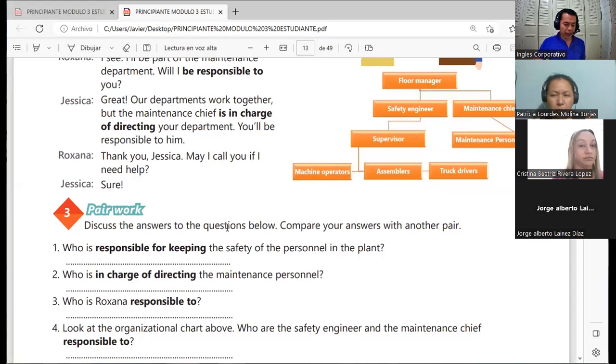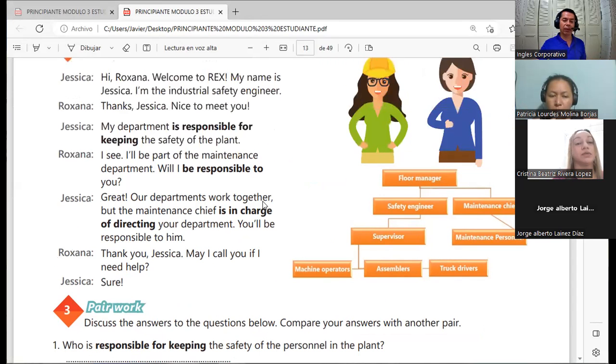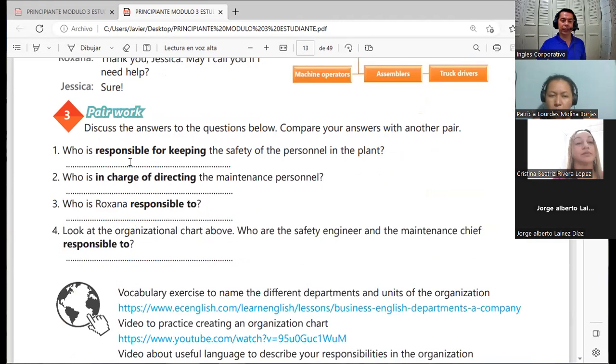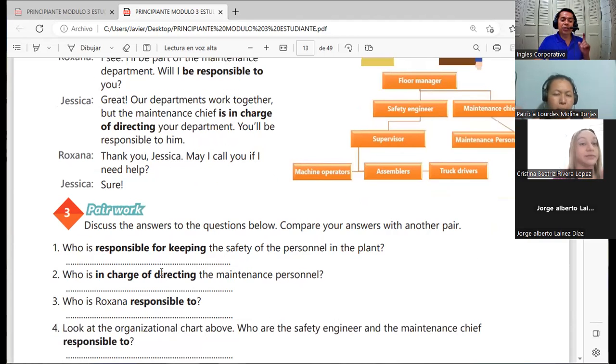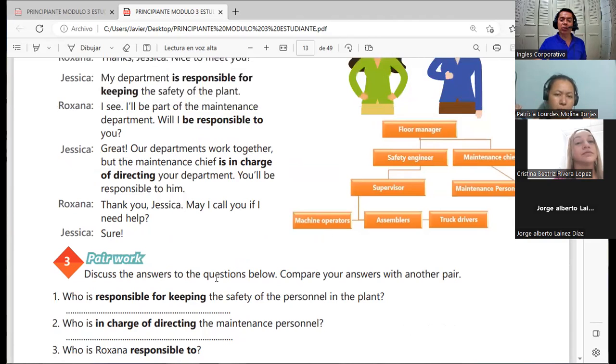Who is responsible for keeping the safety of the personnel in the plant? Remember? Who is responsible for keeping the safety of the personnel in the plant? Let's check it out. Jessica, right? Yes. We practiced this yesterday. Jessica or the safety engineer is the same. Jessica is the safety engineer. Look here, right? The safety engineer or Jessica. The same, right? Number two, who is in charge of directing the maintenance personnel?